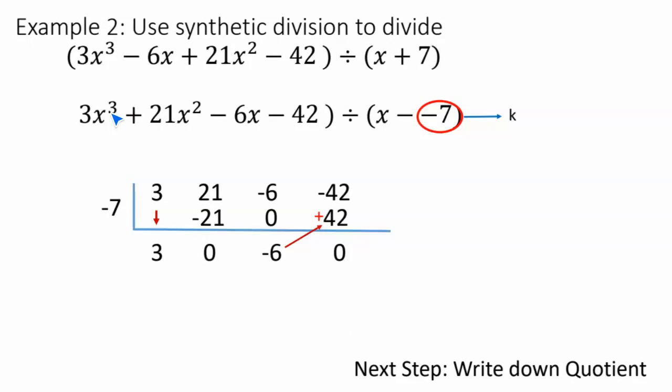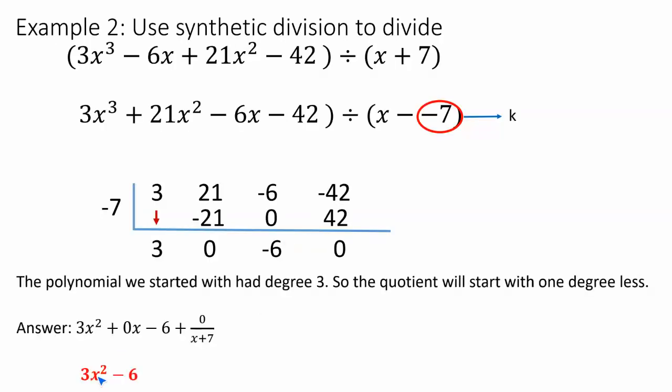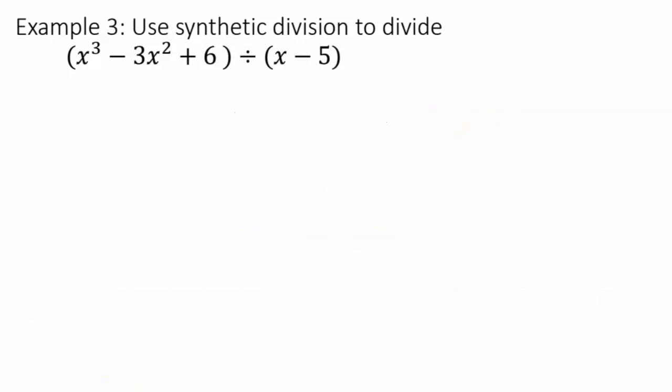Again, your degree is a degree 3. So when you start writing your polynomial here, you go 1 degree less. So we're going to have 3x squared. There's no term for the next one. So that would be the term for x. And then you would have your constant. So we have 3x squared minus 6. And then, of course, the 0 here divided by x plus 7 is 0.